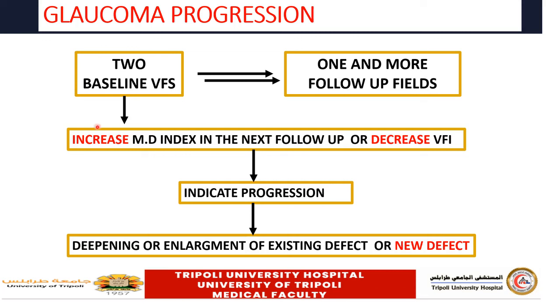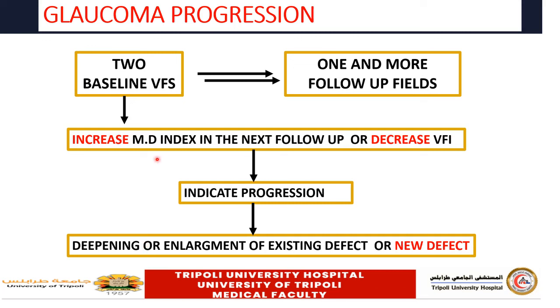An increase in the negativity of the mean deviation, along with the decrease in the visual field index, indicates that there is progression. This progression can be in the form of enlargement of a pre-existing scotoma, or deepening of a pre-existing scotoma, or occurrence of a new defect. Now, deepening of a pre-existing scotoma may not be easily identified, especially in the total deviation probability plot or pattern deviation probability plot. So this can be evident by looking at the grayscale. You can find that there is an increase in the deepening of a pre-existing scotoma.